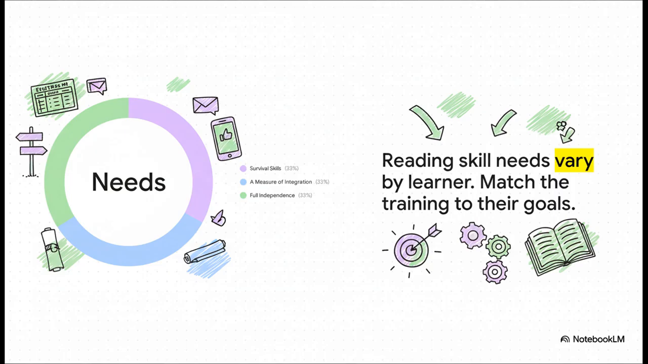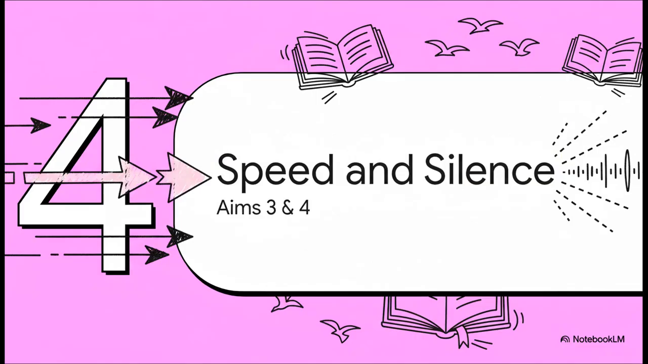Some learners just need survival skills, right? Reading timetables, road signs. Others need what we could call a measure of integration. They need to handle emails and social media posts, and then a smaller group might need full independence to tackle dense academic texts. The key is to match the training to what the learner actually needs to do in the real world. All right, let's move on to our next 2 aims.